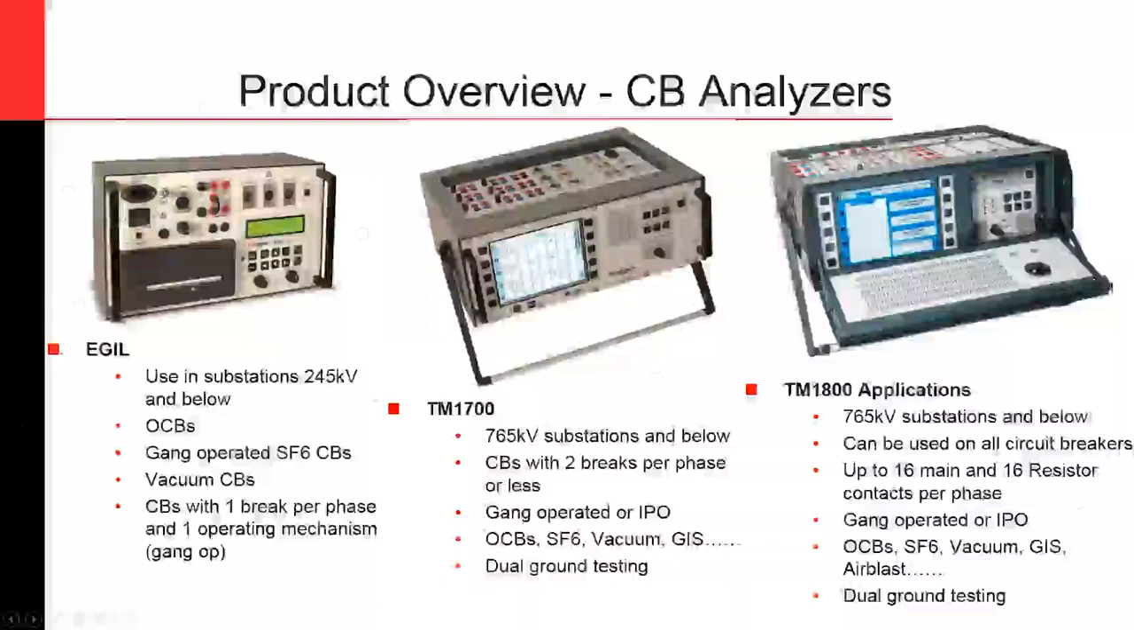If you actually need 2 breaks per phase or you need 3 motion, you can upgrade to the TM1700. And this thing, we've operated, 765 kV substations and below. It'll work fine in any of those. So gang-operated IPO, oil circuit breakers, SO6, vacuum, GIS circuit breakers.